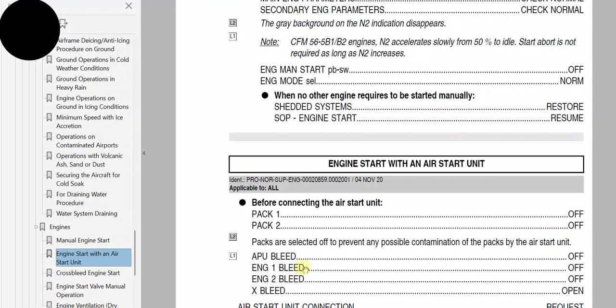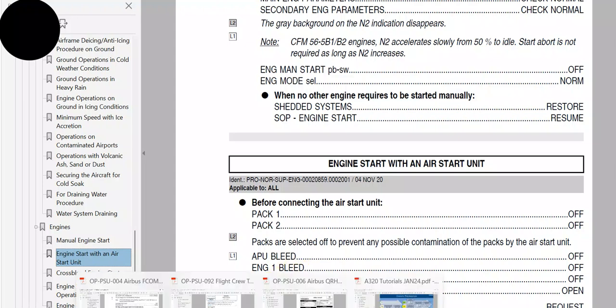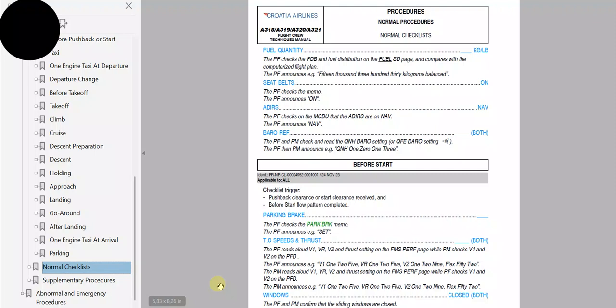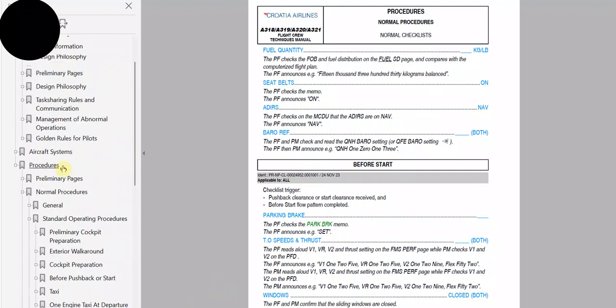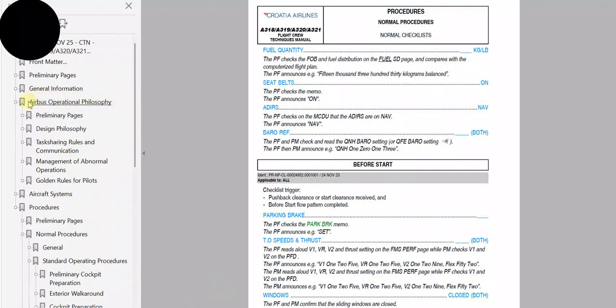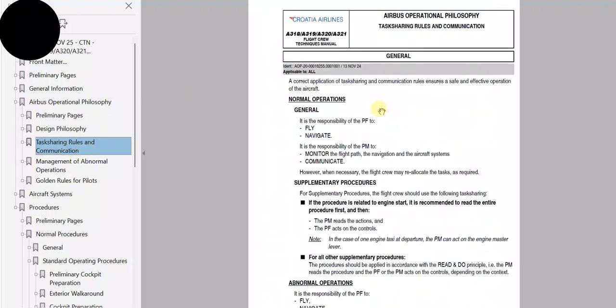And how to do the supplementary procedures? This is also very well explained in the FCTM. If you go to the FCTM, in the Airbus operational philosophy chapter, which is the one that you need to study a lot, and you go to the task sharing rules and communication, here you will see an explanation of who is doing what. In a normal SOP, the pilot flying is flying and navigating, and the pilot monitoring is monitoring and communicating. And in supplementary procedures, this is the task sharing that you should use.